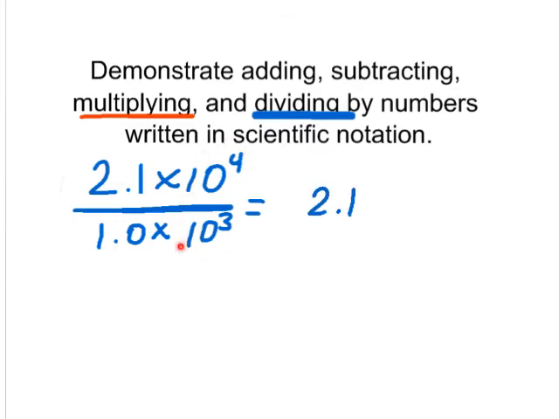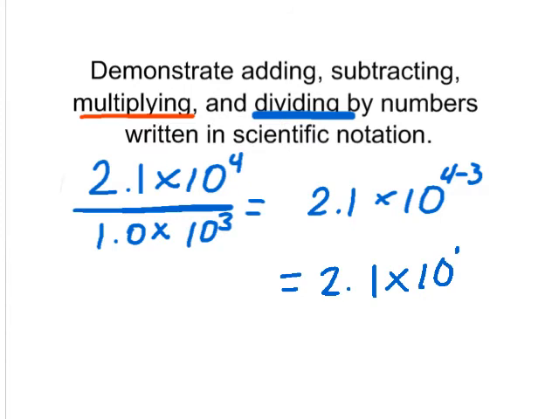Now if I look at these exponential terms, 10 to the 4th divided by 10 to the 3, when I do that, I subtract the exponents, 10 to the 4 minus 3. I start with the exponent on the numerator and subtract the denominator. If this had been a negative 3 here, 10 to the negative 3, I would take 10 to the 4 minus a negative 3. So you want to make sure you keep track of the sign on those exponents. So my answer here is just 2.1 times 10 to the 1st, or 21.